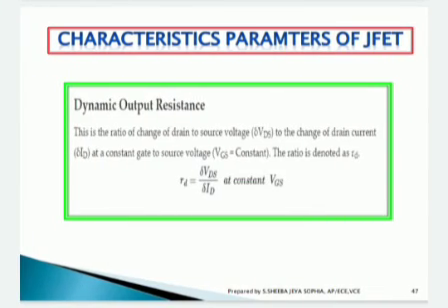Moving to the next parameter, dynamic output resistance. This is the ratio of change of drain to source voltage to the change of drain current at a constant gate to source voltage. RD is equal to del VDS divided by del ID at constant VGS.